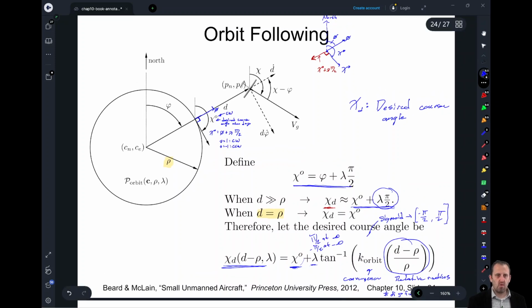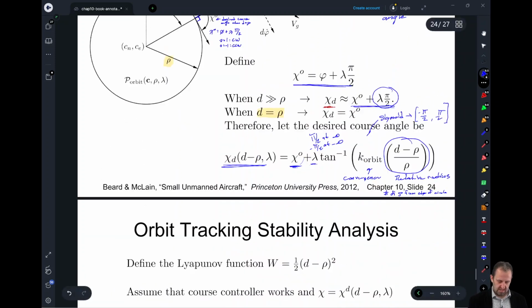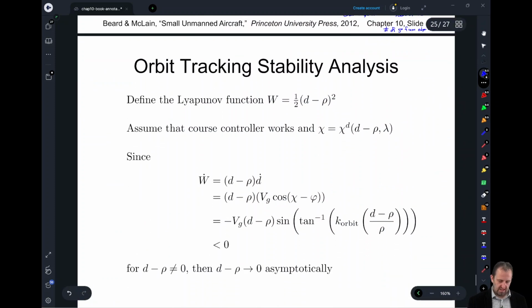Now let's figure out what should be our commanded orientation. And again, we're going to make the same assumption that we did before. In other words, we're not evaluating the low-level control, but we are evaluating the vector field.